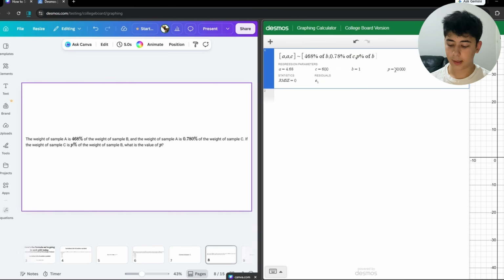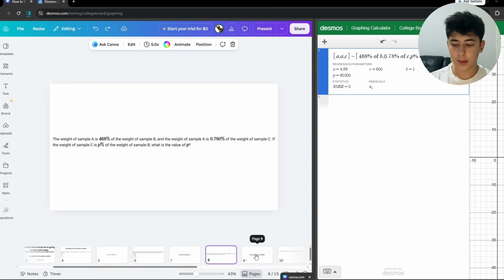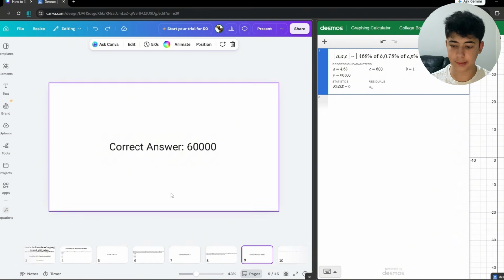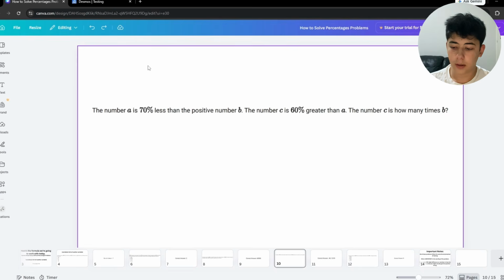And here you get the answer, which is P is equal to 60,000. And here you can verify the answer, which is 60,000. Okay, on to the next problem.